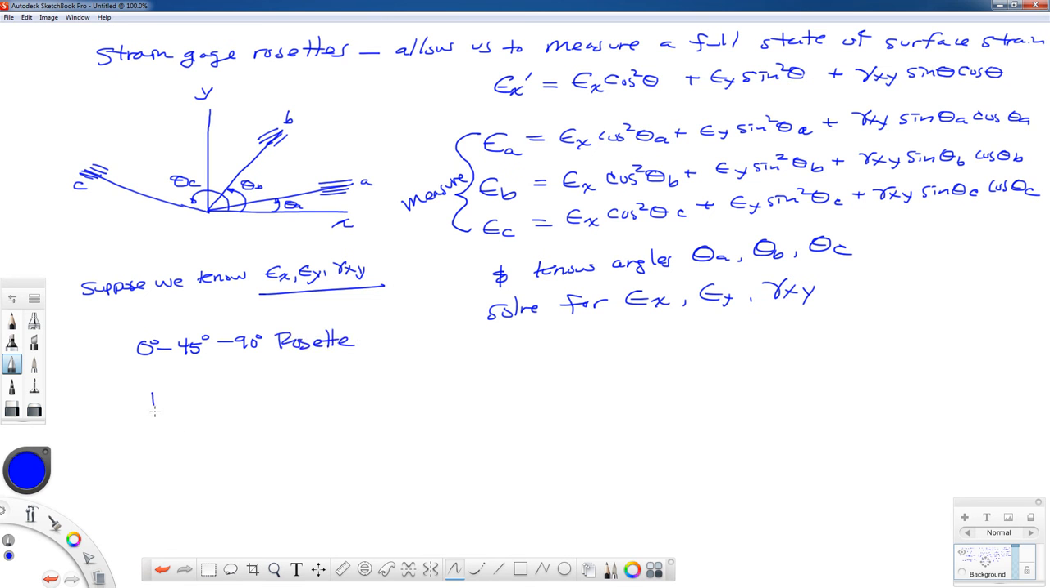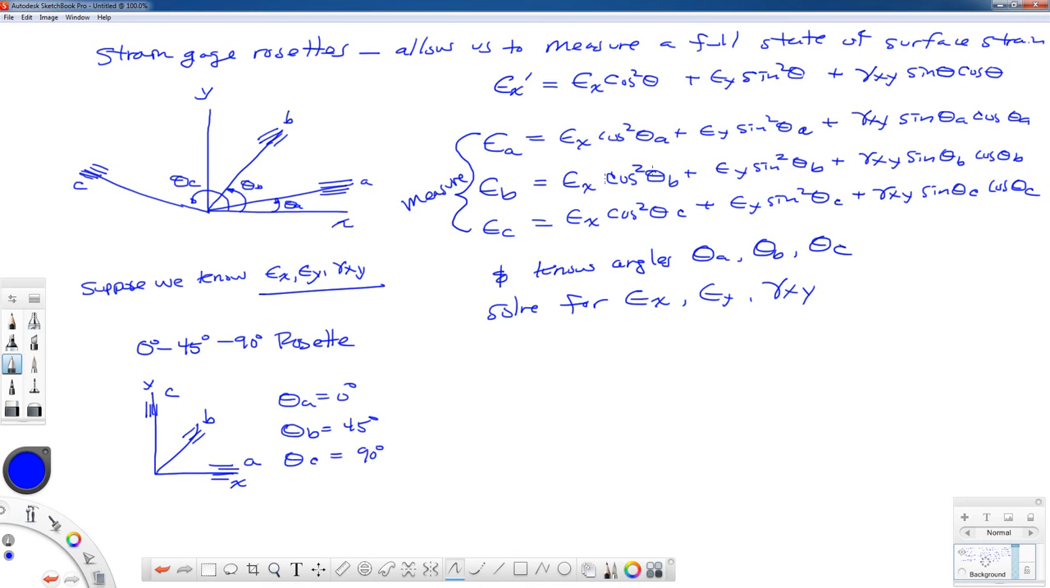I'll show you a picture in a minute, but for now we're just going to use a sketch. Suppose we have an x and a y-axis, and we decided to put one strain gauge along the x-axis, another along the y-axis, and another strain gauge 45 degrees in between. So this would be the A, the B, and the C gauge. Well, in this case, theta A would be 0 degrees, theta B would be equal to 45, and theta C would be equal to 90 degrees.